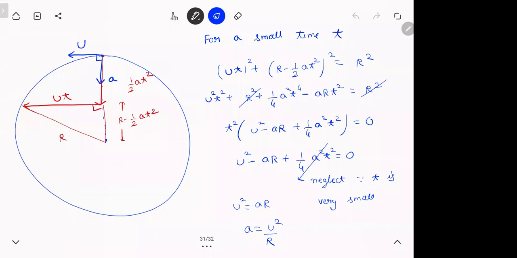Put this down. This is the main concept in UCM. If you understood this one thing, the problems are quite easy. So whenever a particle has to go in a circle, you have to give this much acceleration. If you give this acceleration, it will go in a circle. If you don't give this, it won't go in a circle. Straightforward.